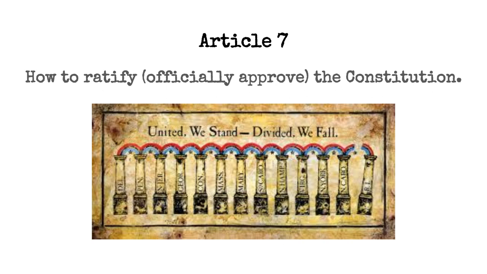Article 7 talks about how the Constitution will be ratified, which was a tricky process because initially only 5 states wanted to ratify the Constitution. And it took a while because there were delegates who were specifically Federalist and believed in federalism. And then there were delegates who believed in anti federalism and wanted the states to have more powers.